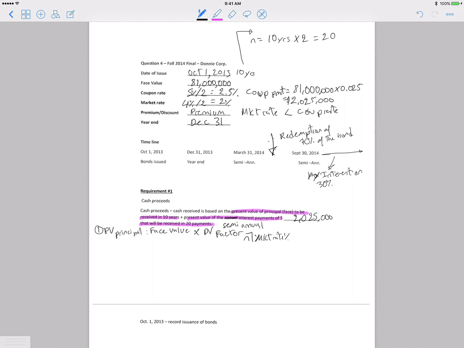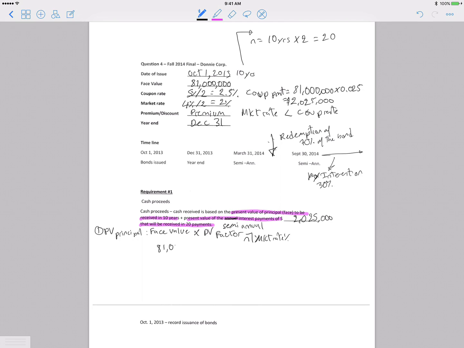Market rate of interest. So in this case, our face value is 81 million. Our PV factor, by the way, this N is 20, and our market rate of interest is 2%. Then make sure you use the market rate of interest instead of the coupon rate. This is a common mistake people make. Just make sure that you don't make this mistake. And don't forget to adjust it if it's a semi-annual payment or an annual payment. In this case, the factor is 0.673, and this is going to give us 54,513,000.